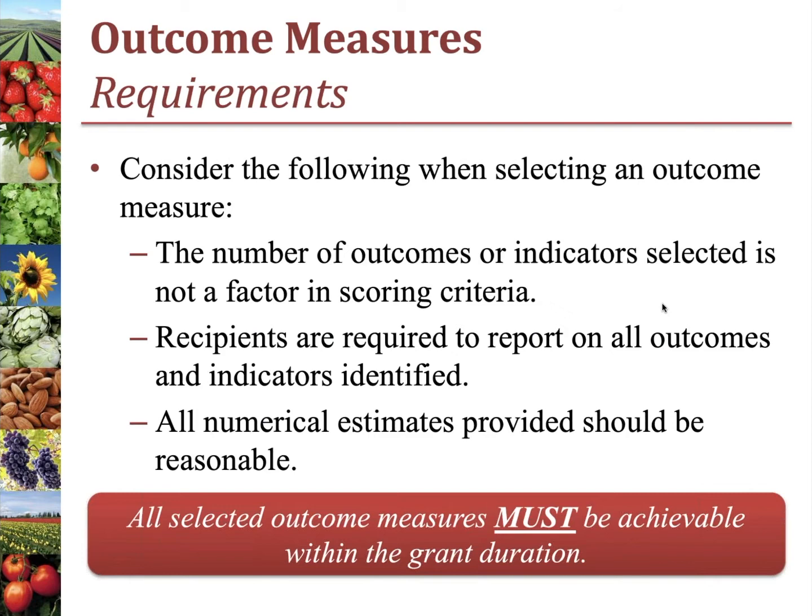All numerical estimates provided should be reasonable. We understand that the values indicated for selected outcome measures are projections. However, it is important to provide an estimate that is realistic. And all outcome measures, indicators, and sub-indicators selected must be achievable within the grant duration, which is 3 years.